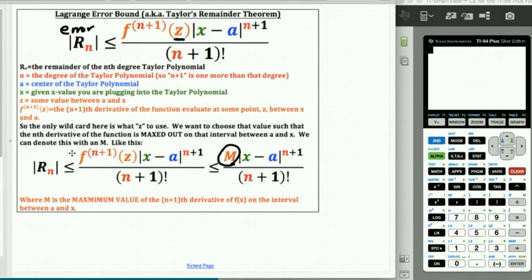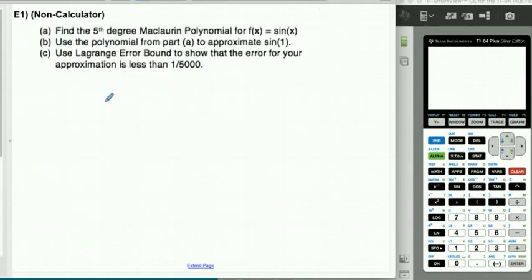So let's walk through this. We're going to do a couple non-calculator ones. We'll do some calculator ones as well. So let's see how we do. All right, so first thing we're going to do is find the 5th degree Taylor polynomial, or Maclaurin polynomial rather, because we're centered at 0, for sine of x.